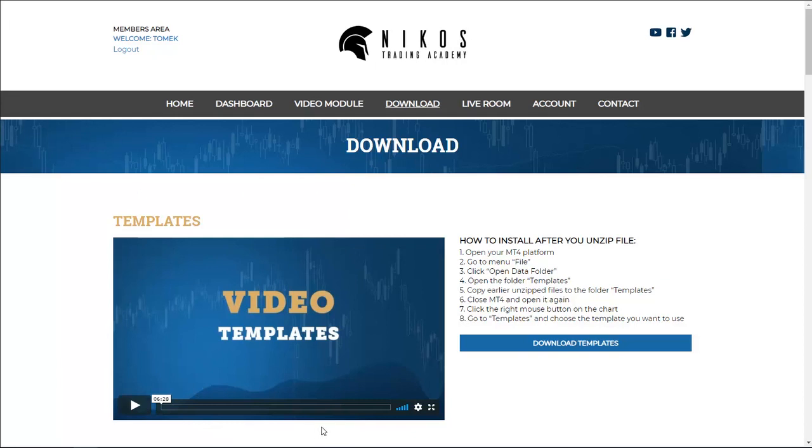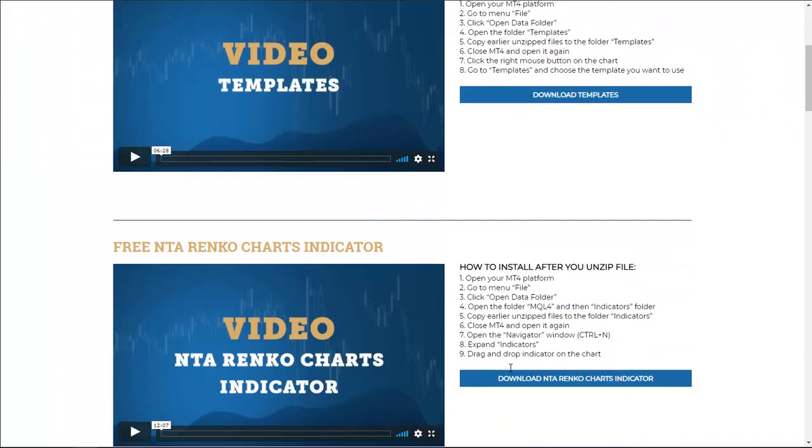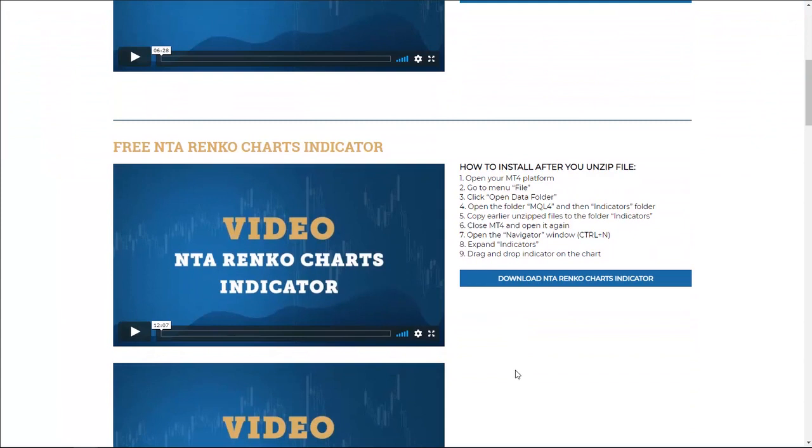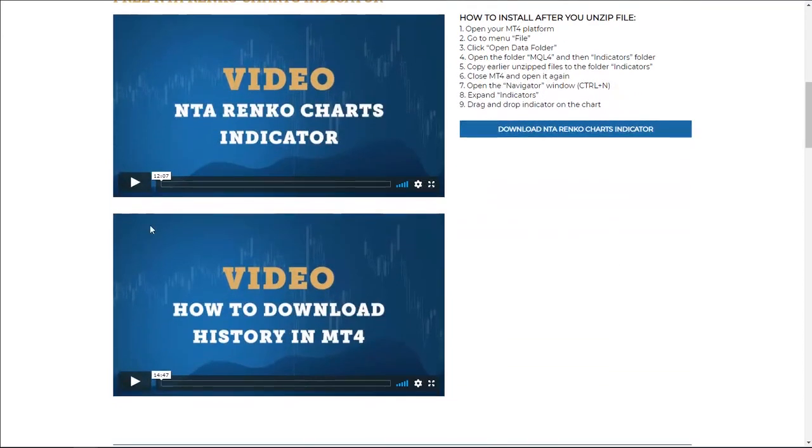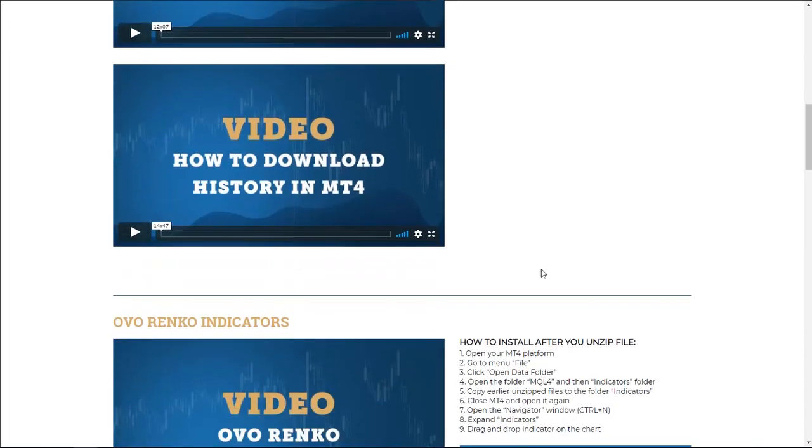Then you have a free NTA Renko chart indicator. This indicator creates the Renko chart on the MT4 platform, and this is for free. This is our indicator and it works on the 1 minute chart, but you will find everything also in this video explanation. Also here you have the video on how to download history in MT4, which is necessary with this indicator.